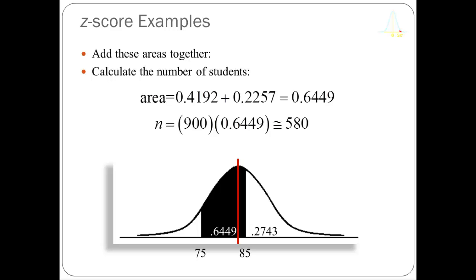This is an addition problem because the mean of the distribution, the mean of the data, lies between the two values that we're interested in. 82 lies between 75 and 85.